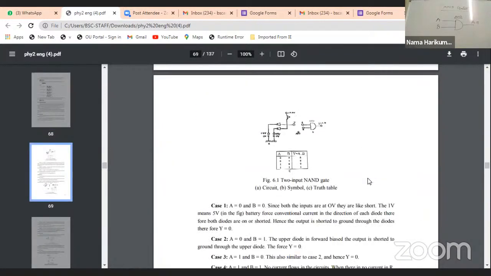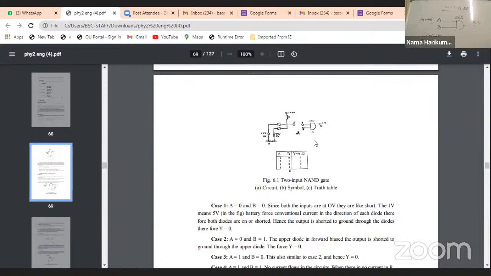So next one is the AND gate circuit. In this circuit, on screen we have two diodes connected. Plus 5 volts we have to add to the inputs, and the inputs are A and B, and finally the output Y is A dot B, or the A and B gate. Okay, this is the circuit.